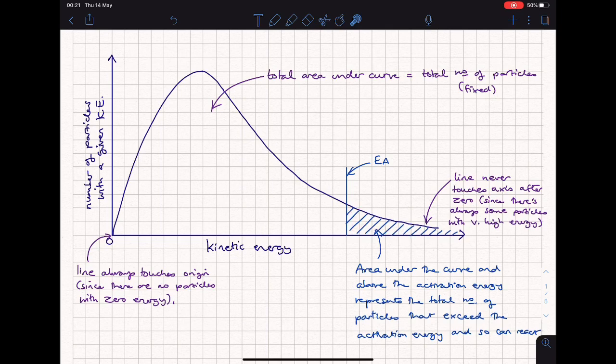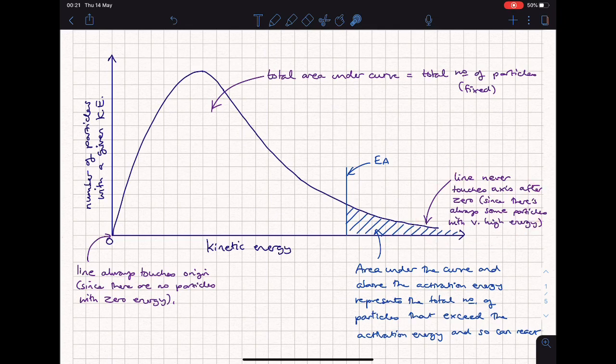So let's look at some of these labels I've put on to remind ourselves what the Boltzmann distribution curve shows. So first of all, we must remember that the line always touches the origin. And what does that represent? Well, it represents that there are no particles with zero energy.